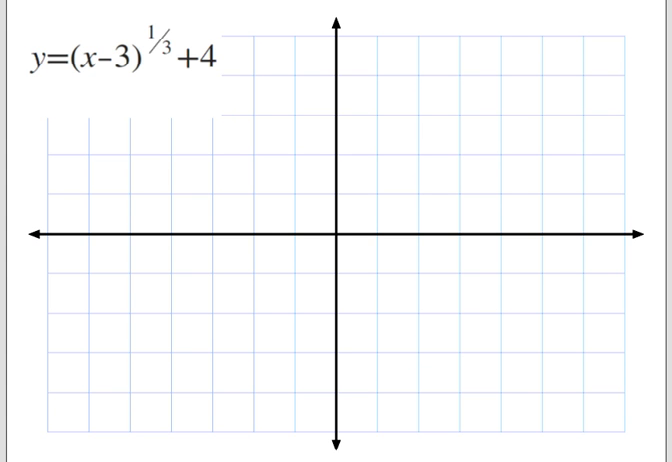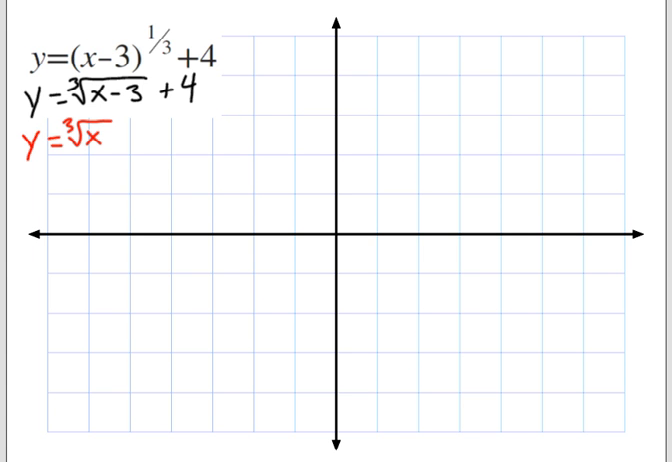Okay, let's take a look at a problem that has an exponent instead of a root sign. We've learned in a recent lesson that our fraction exponents are really just radical or root signs. So let's change this into its root. Y equals the third root of x minus 3 plus 4. So what is the mother function? The mother function for this problem is y equals cube root x.